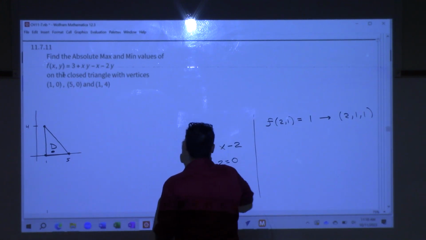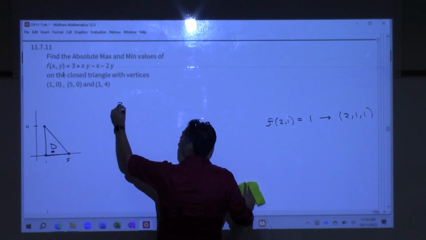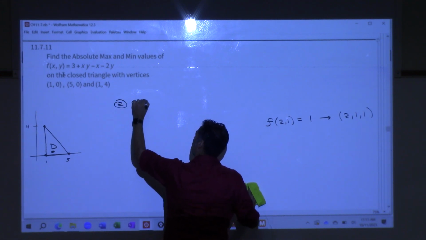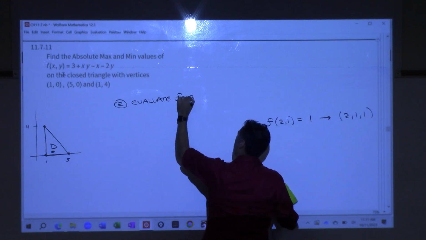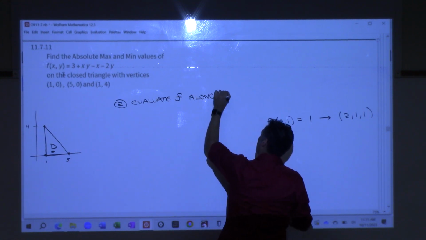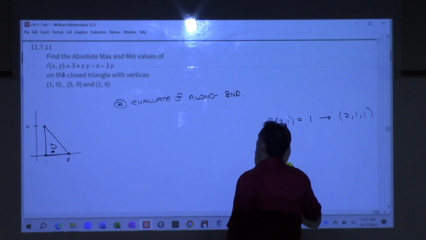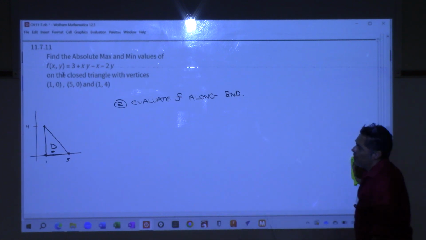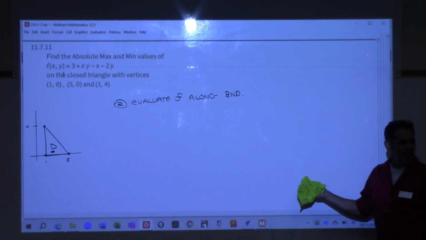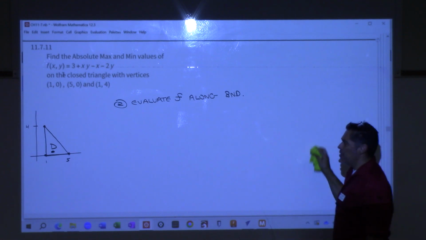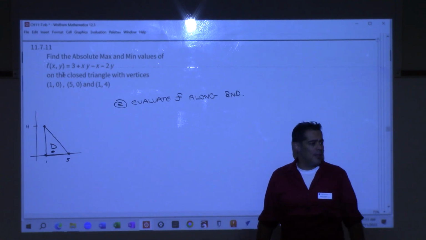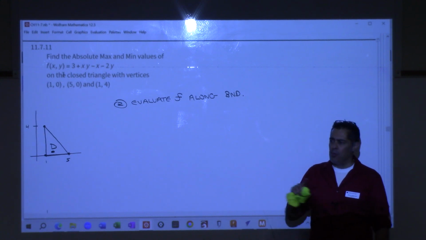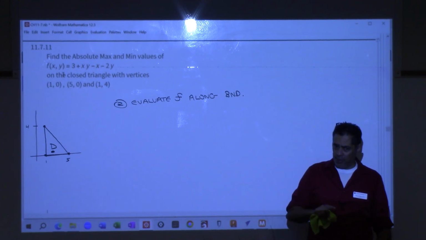When we look at this boundary, we want to evaluate F along the boundary of D, around the boundary, right? How do we do that? It's a triangle, right? So here's what we're going to do. Because it's a triangle, I'm going to break it into 3 separate line segments. And I'm going to move along each line segment separately.